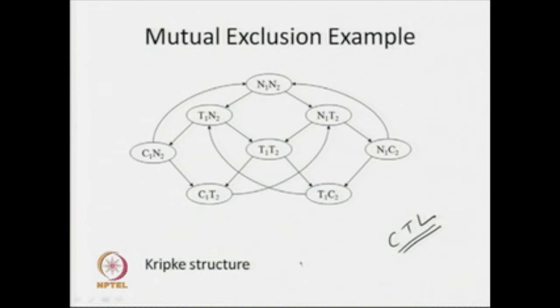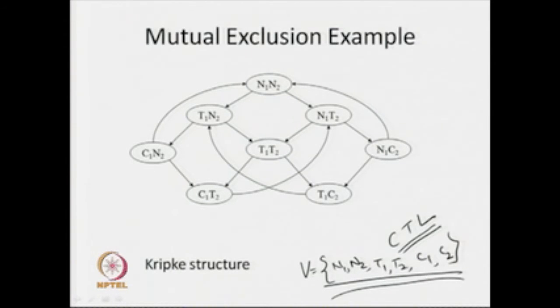Now, when we come up with this particular model for mutual exclusion, our set of atomic propositions V will be N1, N2, T1, T2, C1, C2. So, this is the set of atomic propositions that we have in this model, and you can see that in this particular state we are marking N1 and N2.